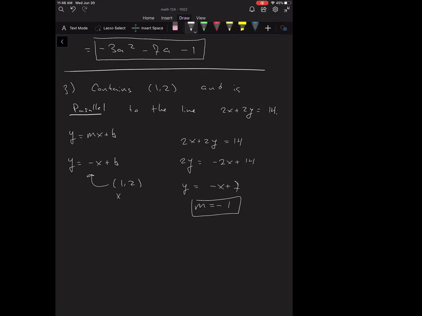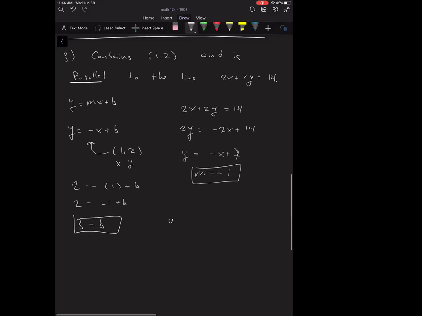So here's x, here's y. So we're going to get 2 is equal to minus 1 plus b. So 2 is equal to just minus 1 plus b. Add the 1 over, we get 3 is equal to b. So now we know the equation of our line. It's going to be y is equal to minus x plus 3.